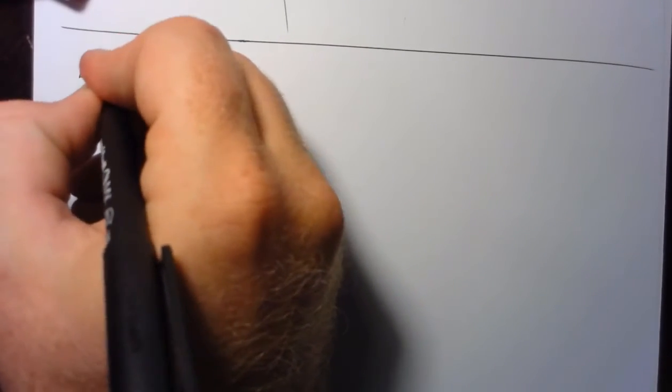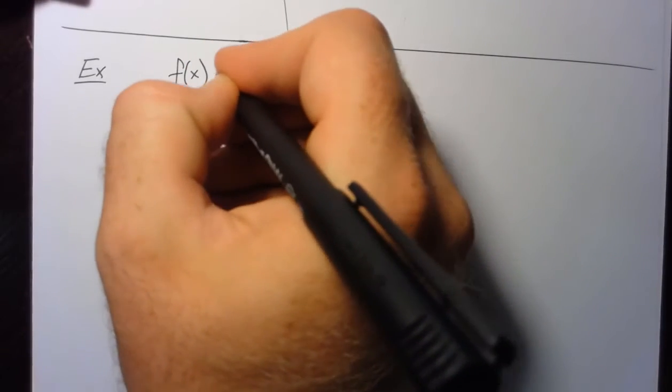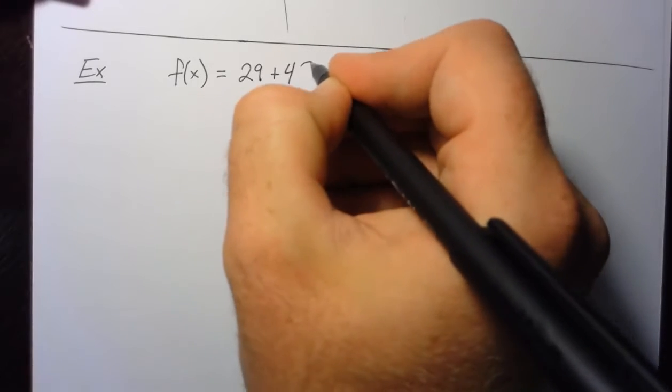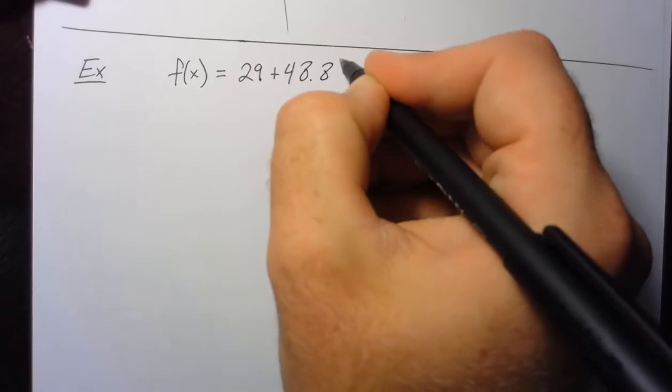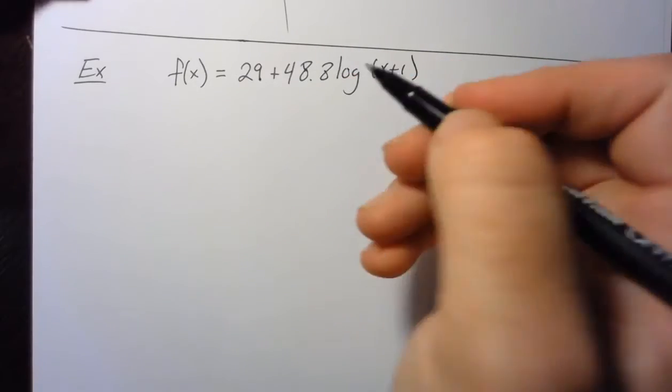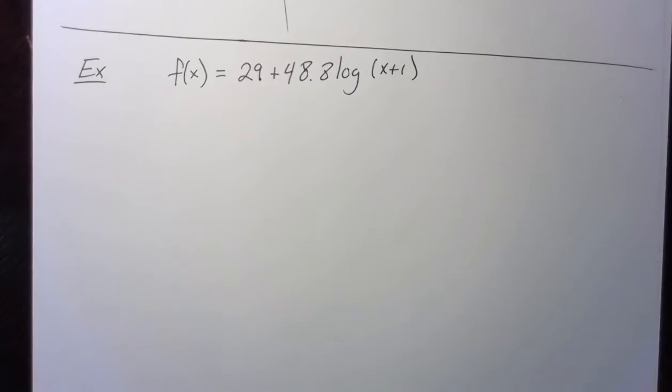Let's look at an application example in terms of a specific function. So let's reference that this function here, f of x equals 29 plus 48.8 log of x plus 1. So the first thing we have to understand with this particular example is that that's log base 10. Again, if there's no base there, then it's base 10.